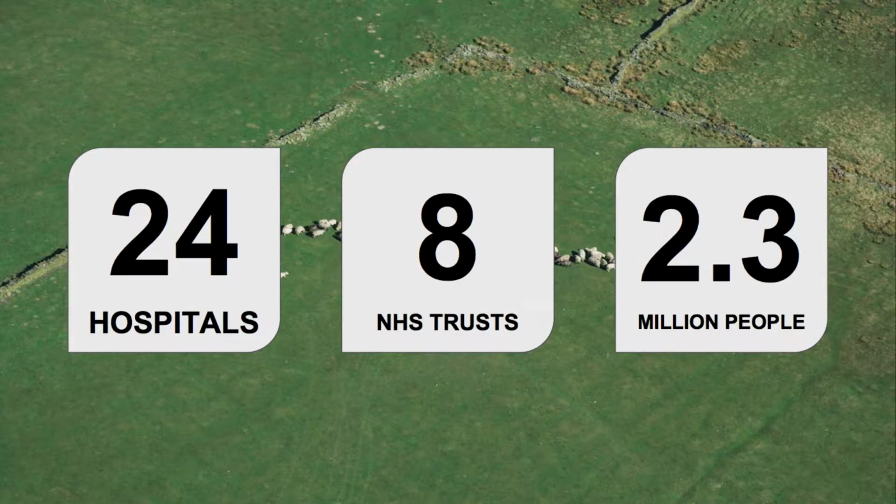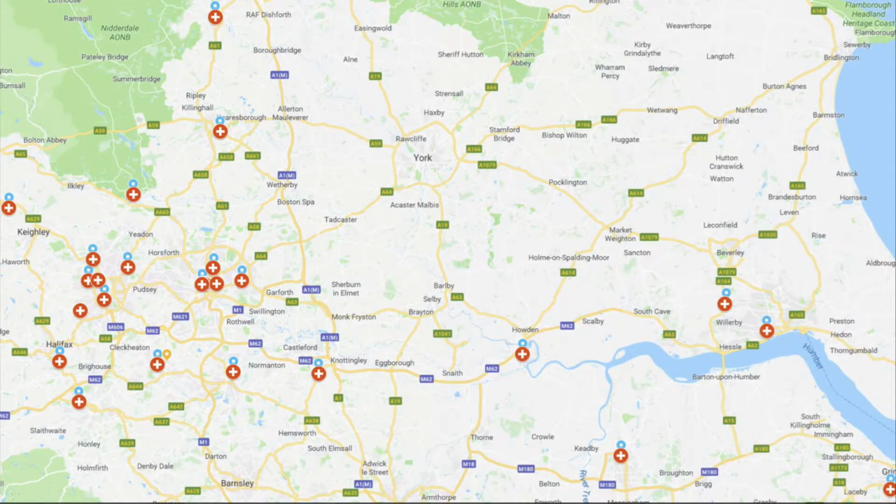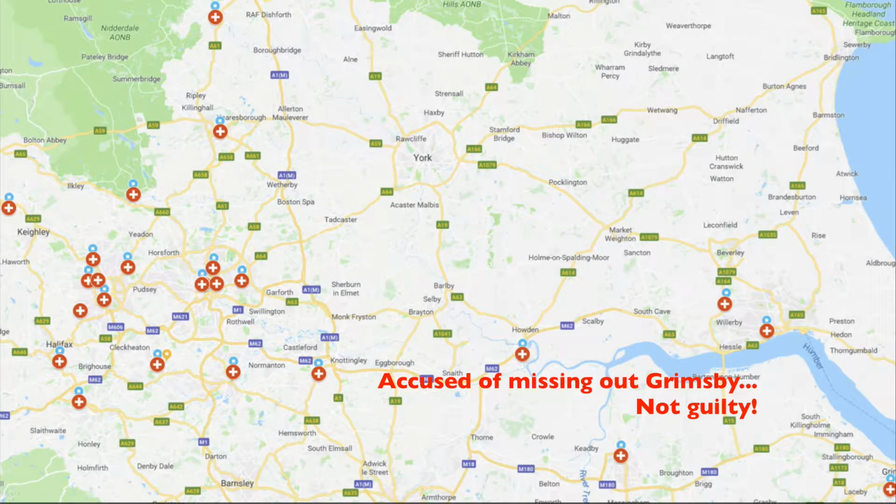A quick reminder of what we're trying to achieve. We're trying to connect 24 hospitals throughout 8 trusts, covering 2.3 million people. This is the geographic distribution of the collaborative, stretching from Airedale on one side over to the coast and down into North Lincolnshire.